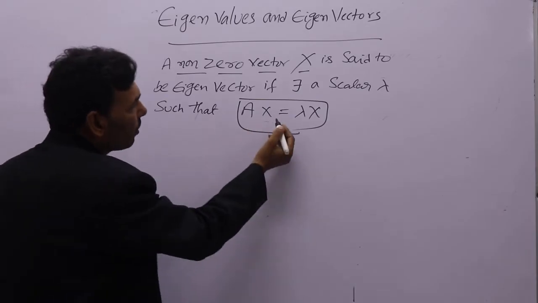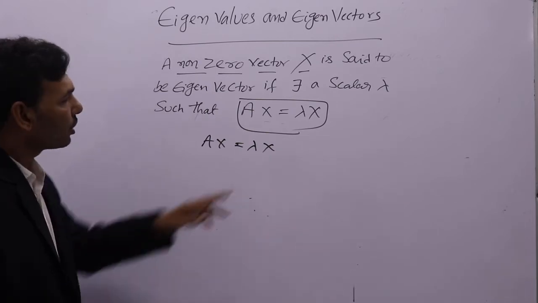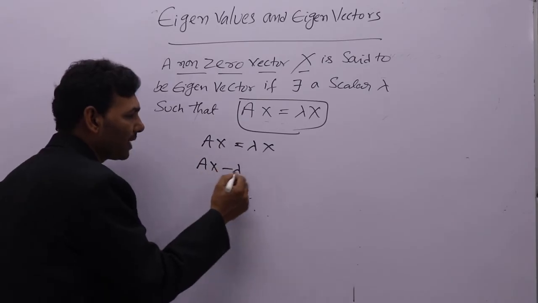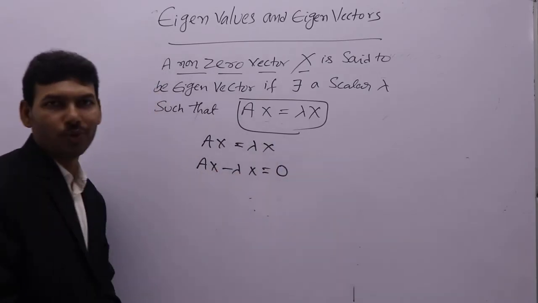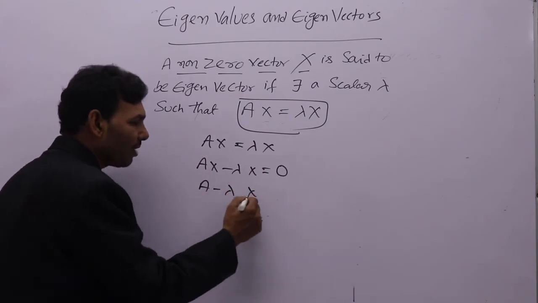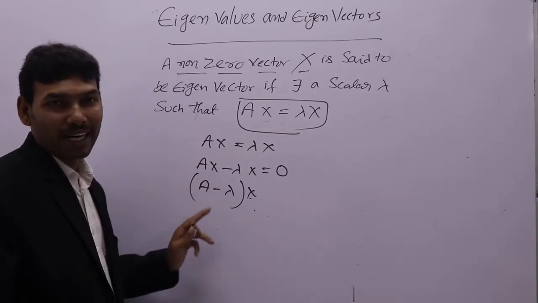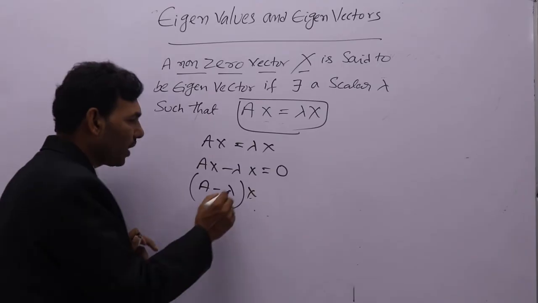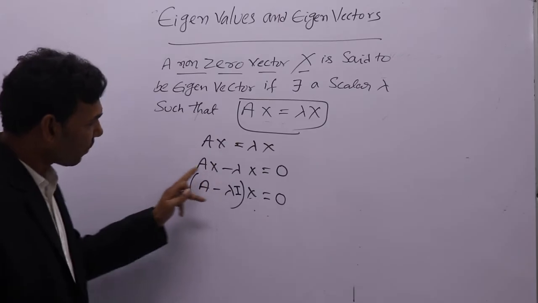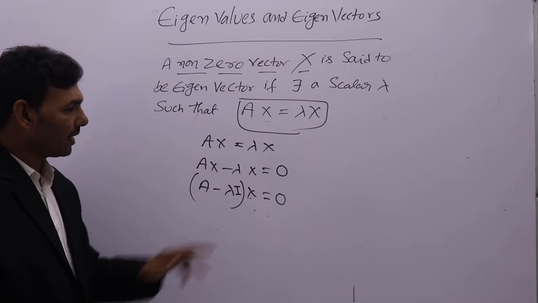Before that example, we have Ax equal to lambda x. If you take lambda x to the left-hand side, Ax minus lambda x equals O. Take x common. Then you would have only lambda, but in matrices we cannot subtract a scalar from a matrix. That's why you need to write I. So A minus lambda I is one matrix, and x is another matrix, equal to O.